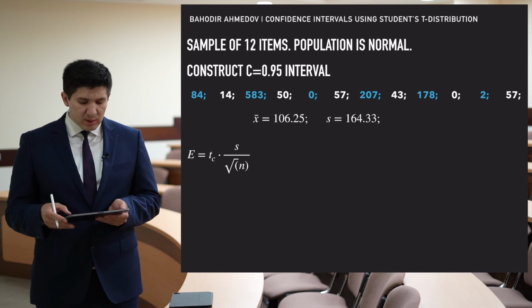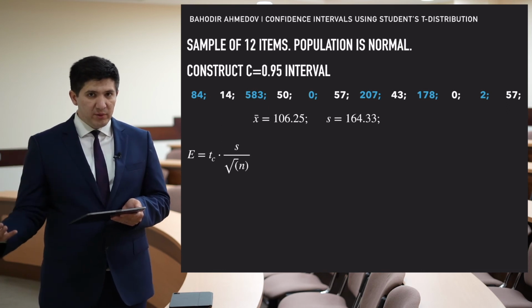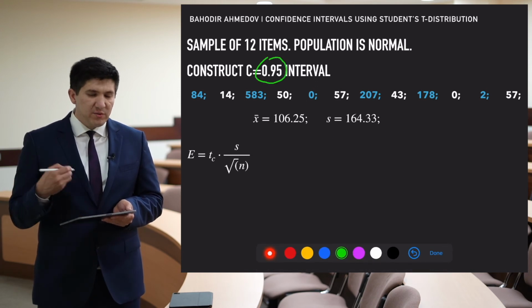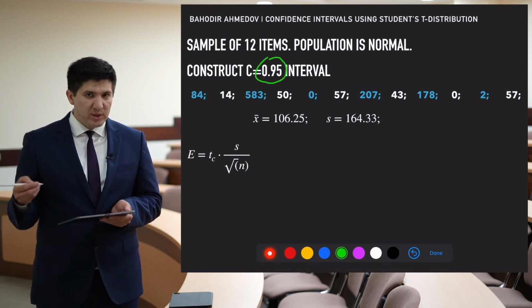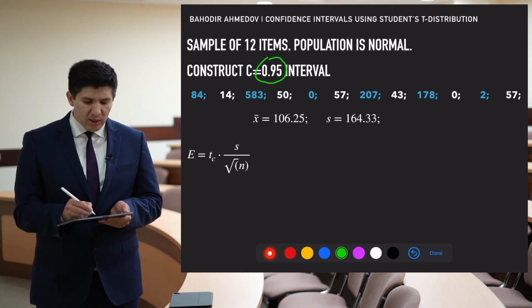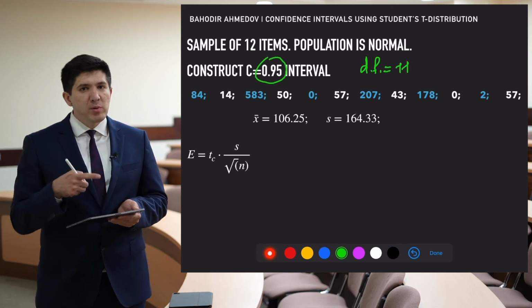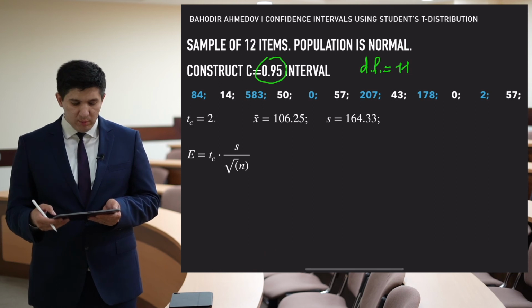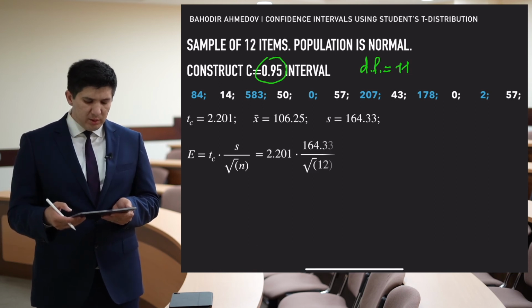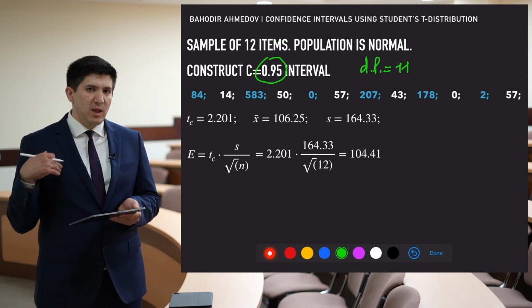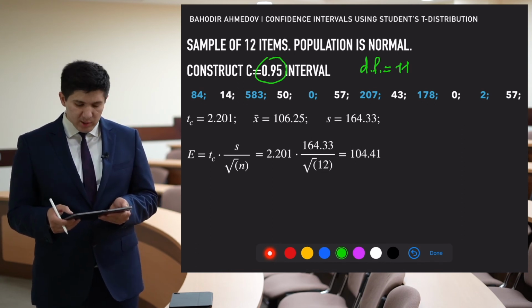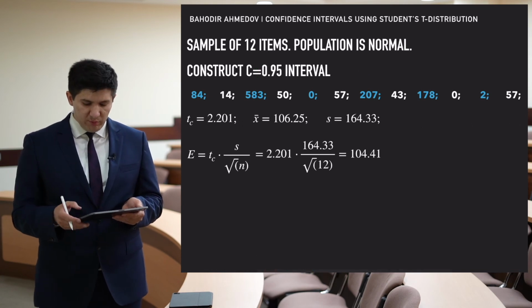If you need to construct the confidence interval with the confidence level 0.95, you need to find the critical point from the t-table, where you need to know the c and also the degrees of freedom, which is equal to 11. If you remember, in our example to find the t, we found this already, and it was equal to 2.2. I'm just going to substitute this here, so 2.2 times the standard deviation of the sample divided by the square root of 12, which is the sample size. It's going to be equal to 104.421.